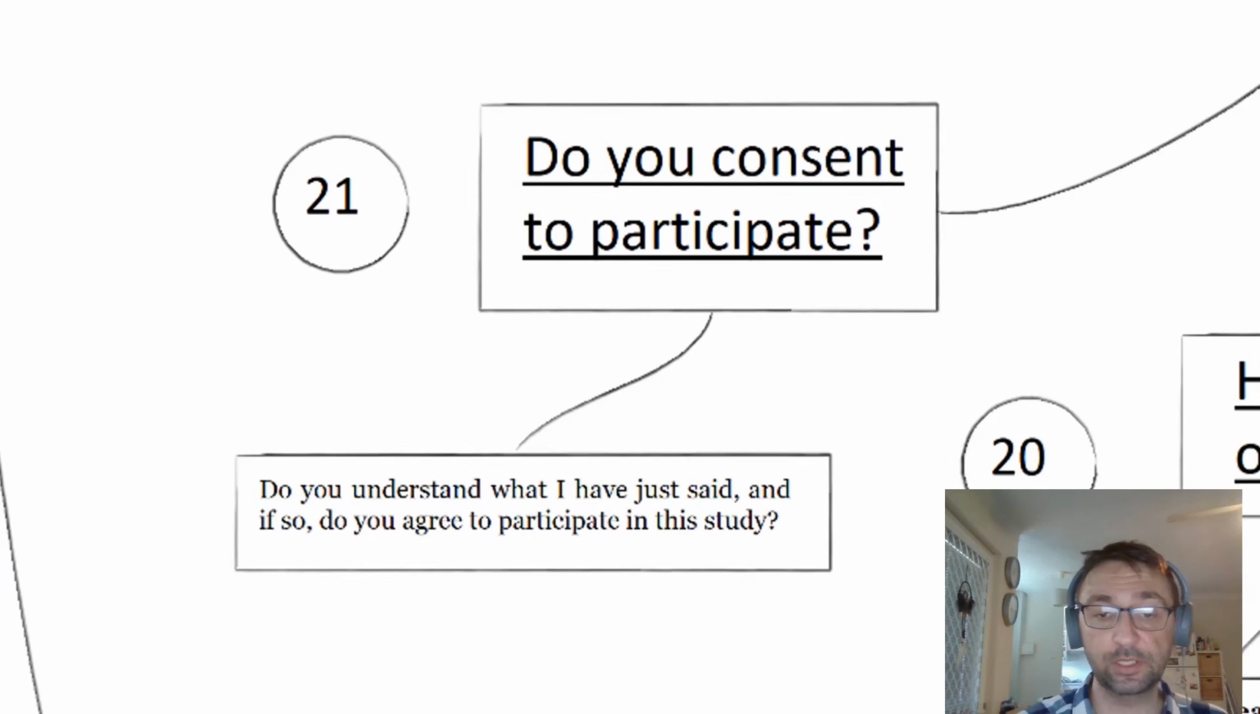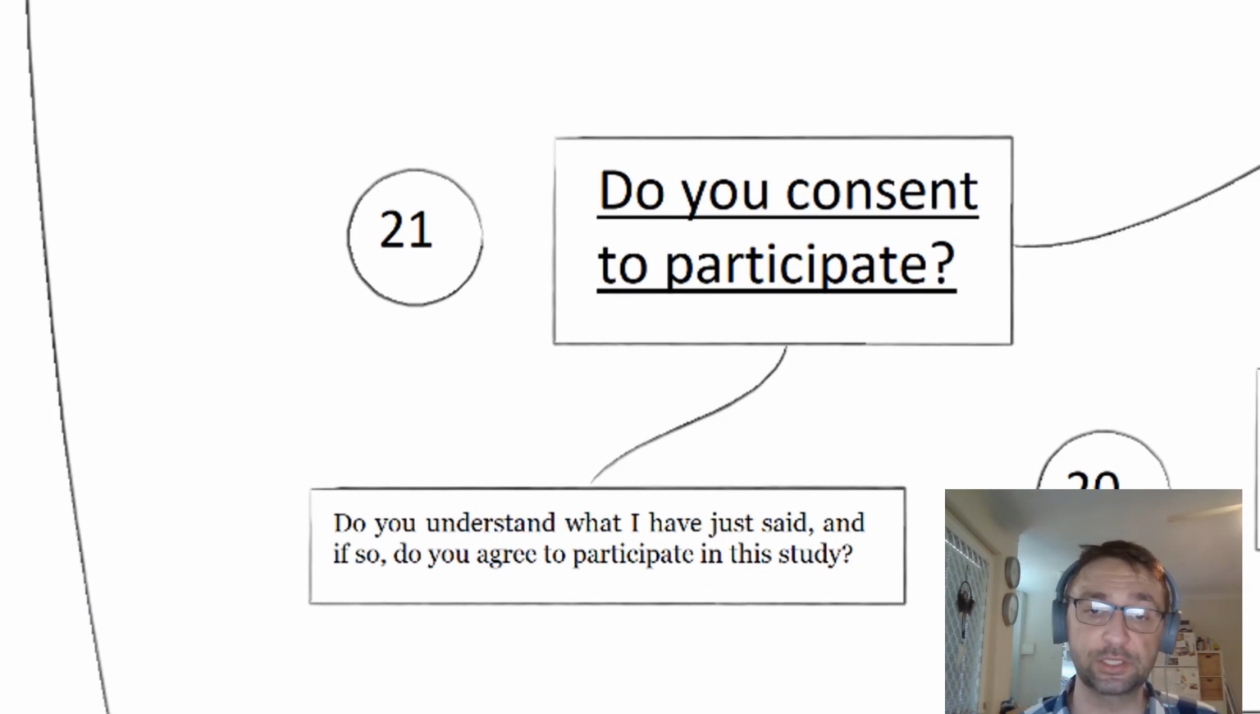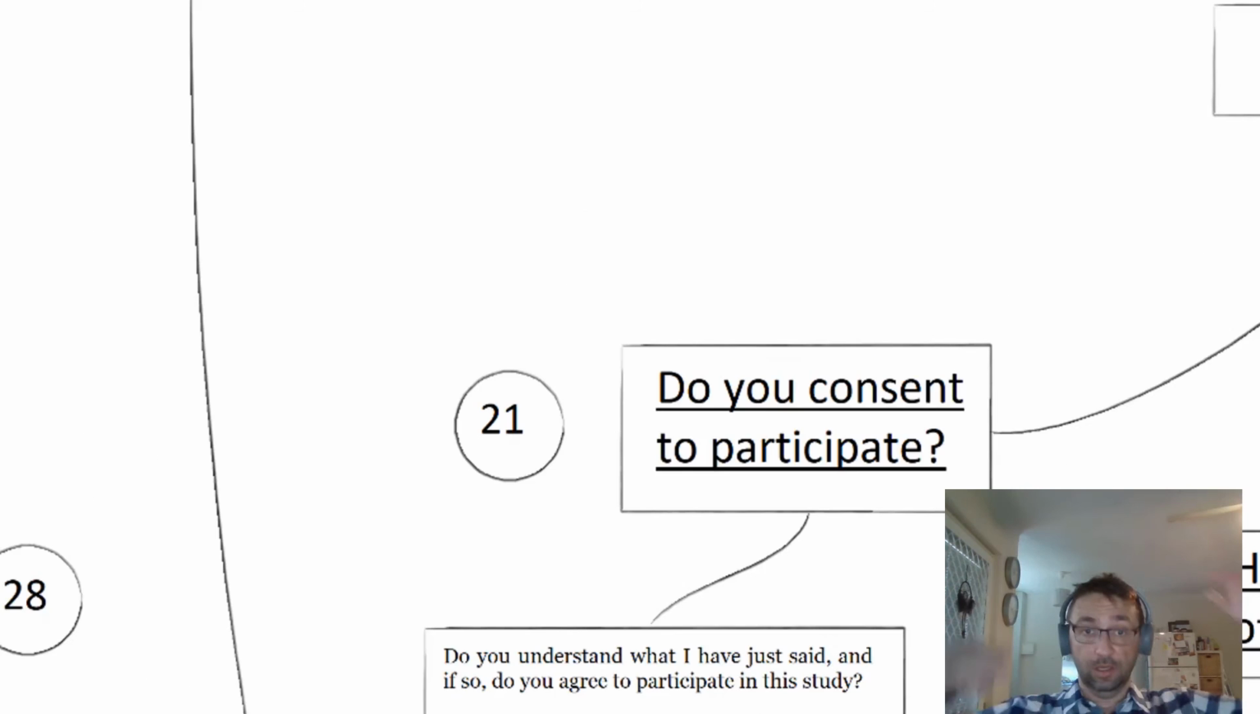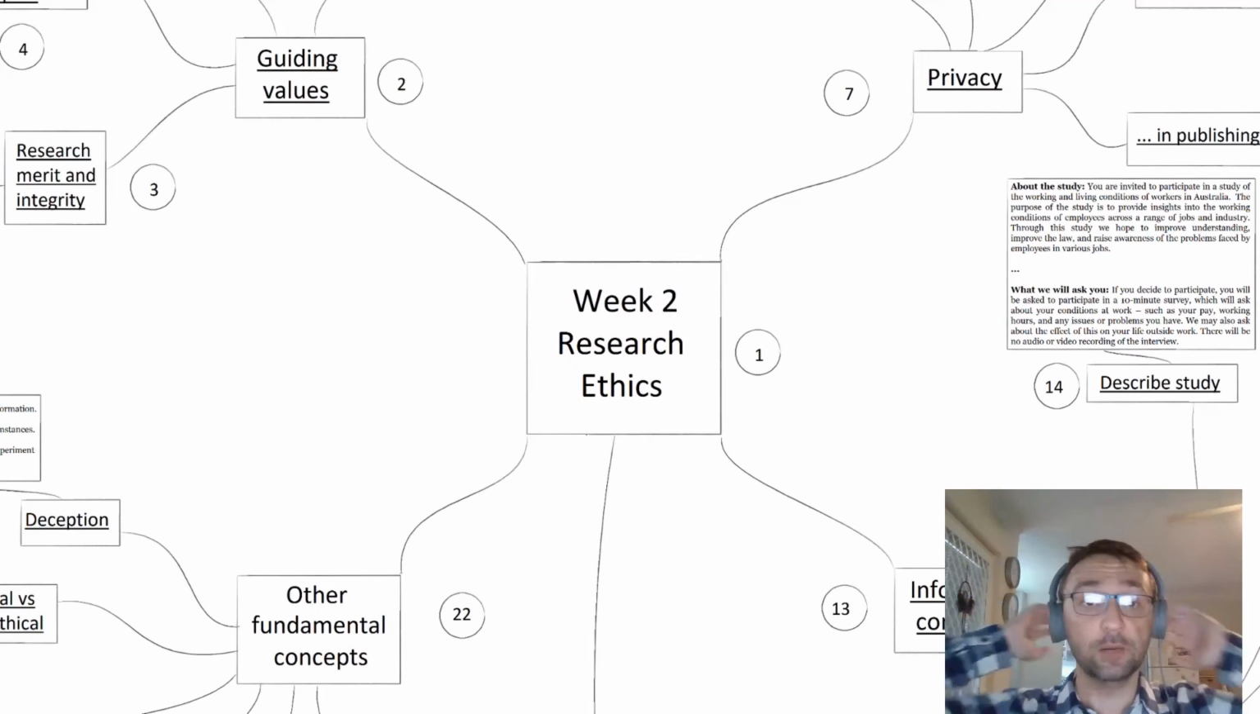And then the last question that you ask is, do you consent to participate? The best way to phrase it is, do you understand what I've just said? And if so, do you agree to participate in this study? And the reason you do this is you don't just say, do you agree? But rather you say it in full, because you want to give them a chance to really clearly say no if they're uncomfortable. Okay, so that's the third topic.